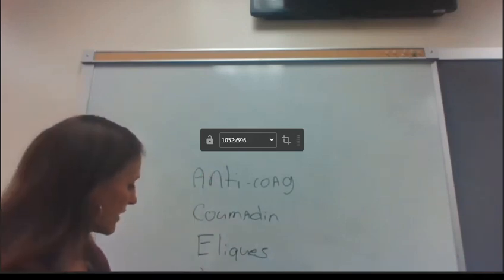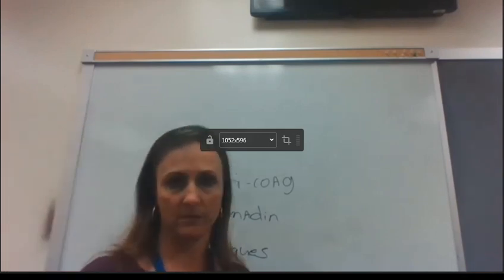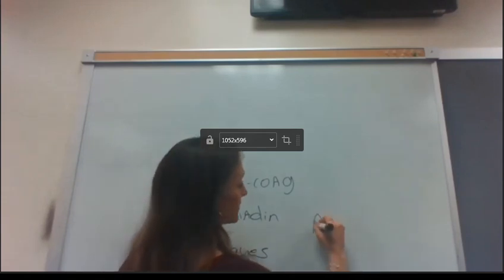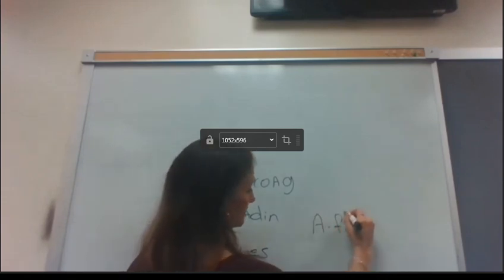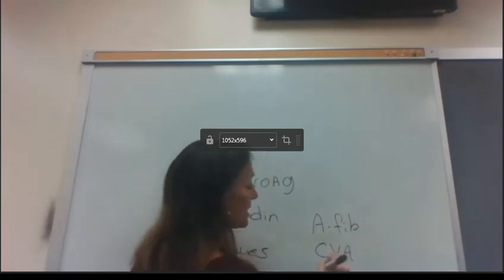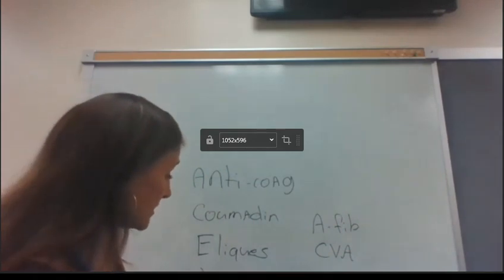So if you're going to give anticoagulants, the first thing that we're going to ask you in clinicals is, well, why are they on anticoagulants? What's the purpose behind it? So it could be because they have, most common is AFib. It could be because they have a CVA. Okay.